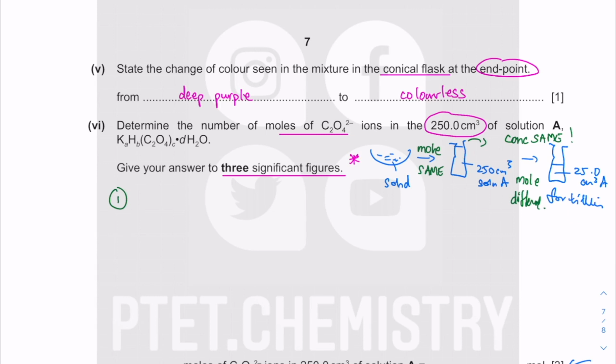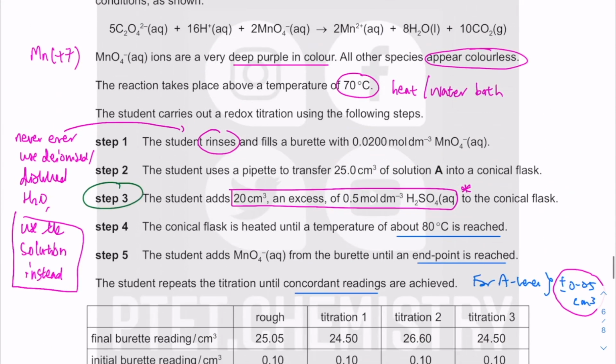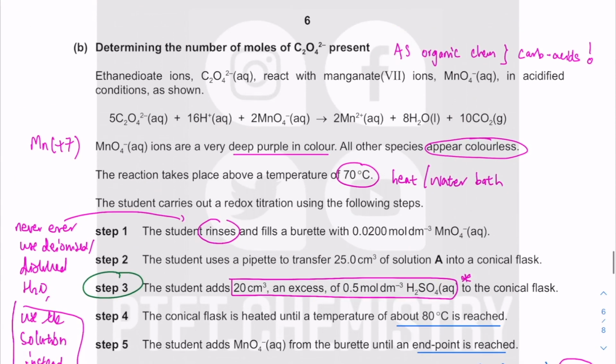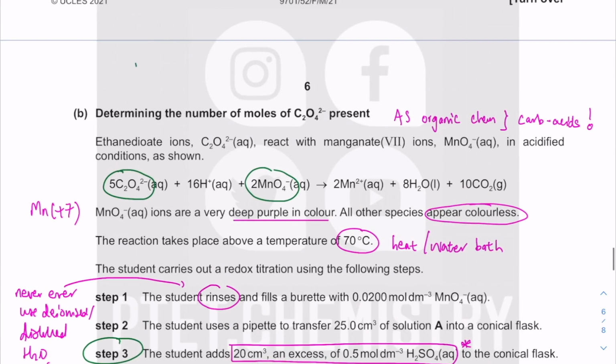All right, anyway, so I'm going to start off by looking at the mole ratio. What is the mole ratio given here? I have 5 C2O4 2 minus reacting with 2 MnO4 minus. So the mole of C2O4 2 minus is to the mole of MnO4 minus is 5/2.